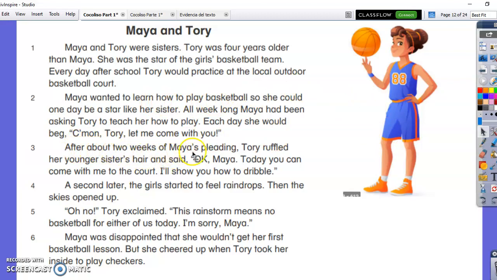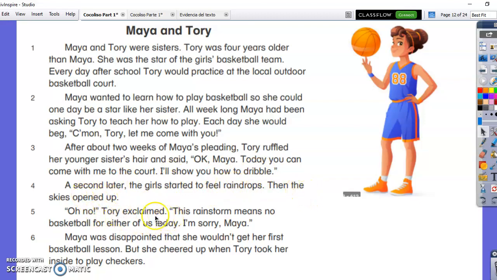After about 2 weeks of Maya's pleading, Tori ruffled her younger sister's hair and said, "Okay, Maya, today you can come with me to the court. I'll show you how to dribble." A second later, the girls started to feel raindrops. Then the skies opened up.